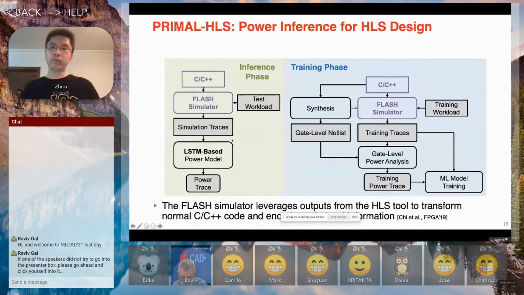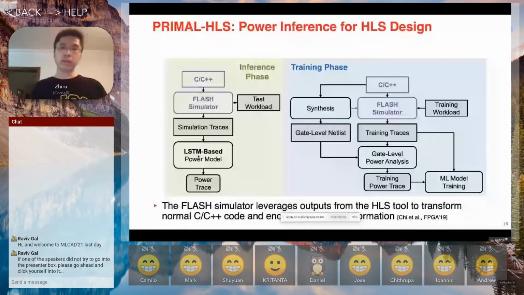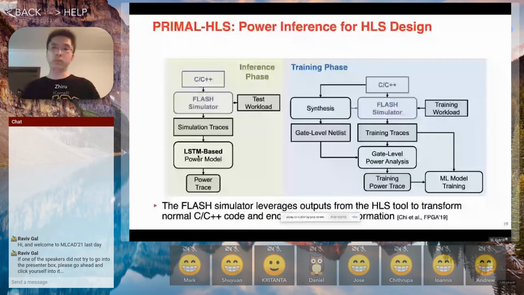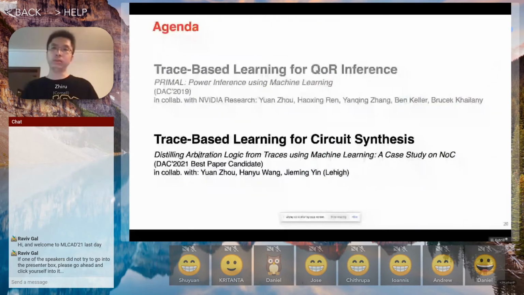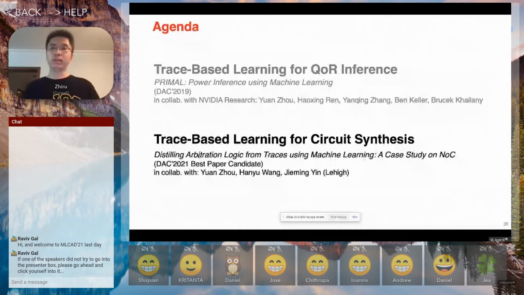And that's where we found that using an LSTM-based model actually gives us a higher accuracy. Again, I'm not going to get into details. I'll later show you a reference if you're interested in learning more about this work. All right, so this is PRIMAL. This is how we apply ML to do trace-based learning for power modeling.